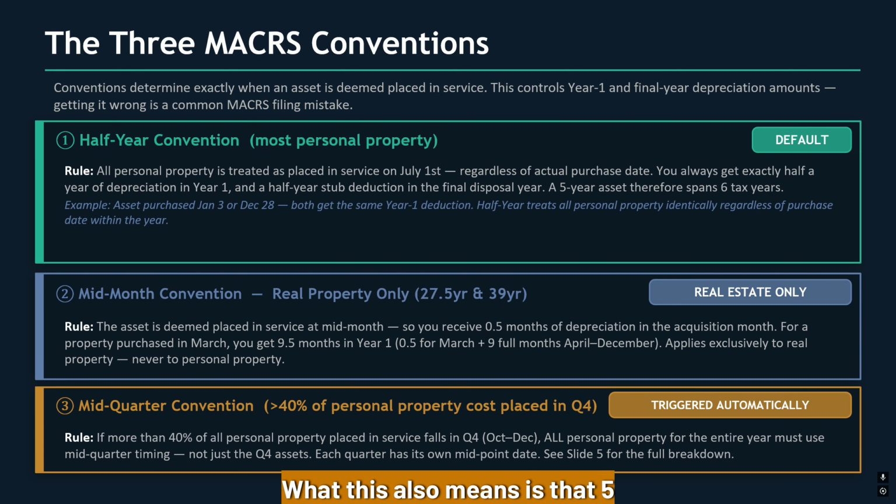What this also means is that a 5-year asset actually spans 6 tax years. You get a half year in year 1, a full 4 years in years 2 through 5, and then another half-year deduction in year 6 when you dispose of it.